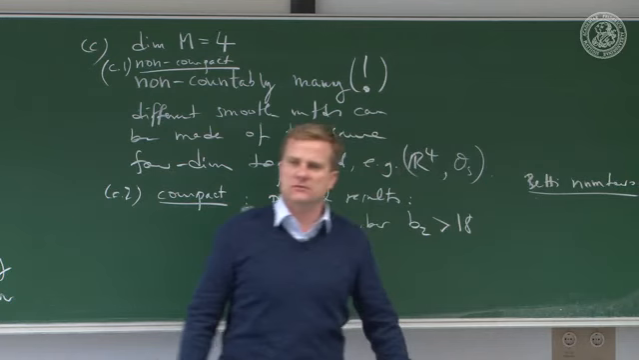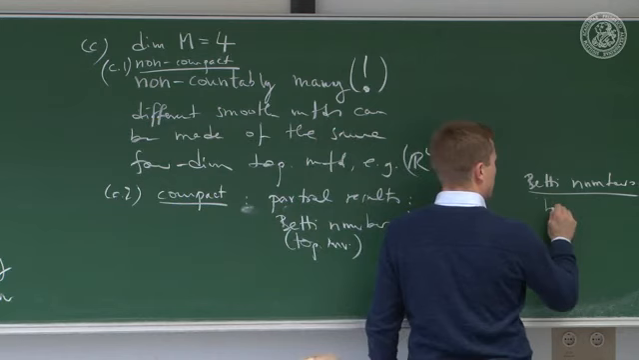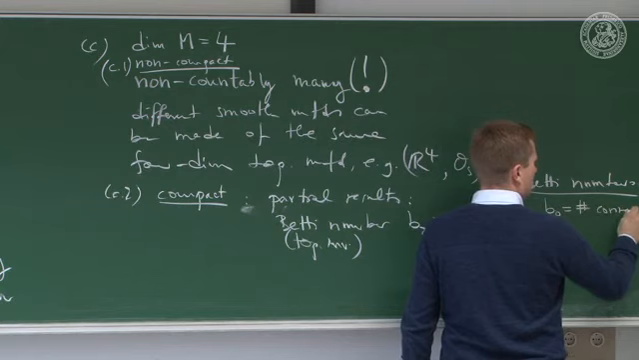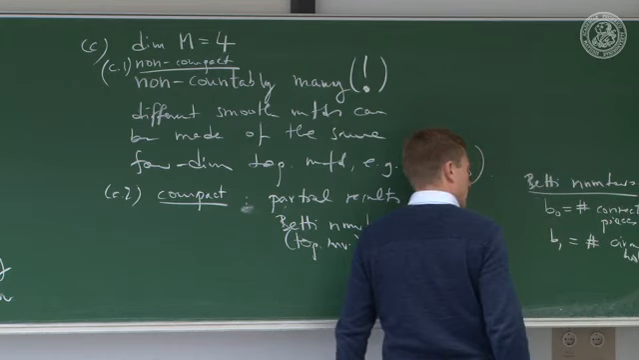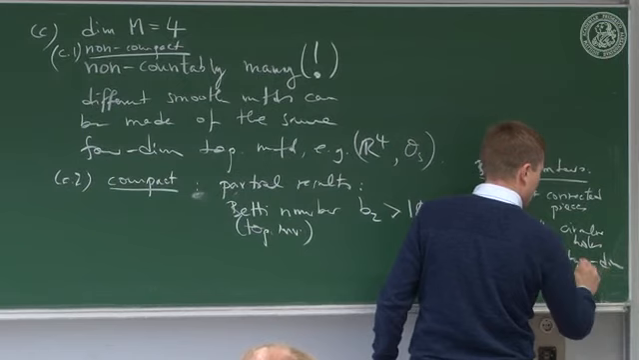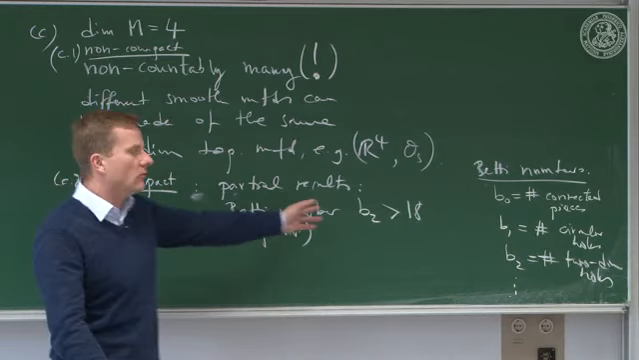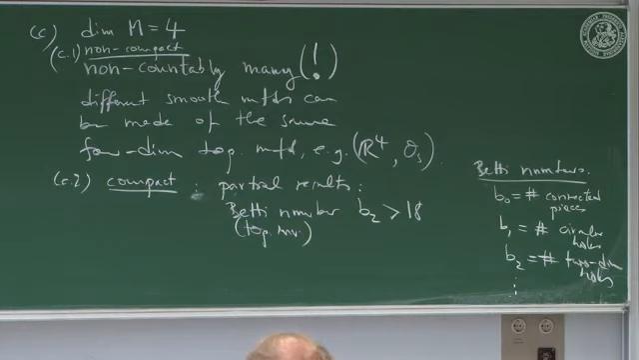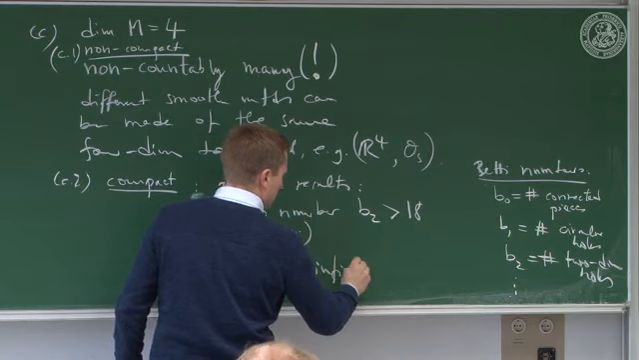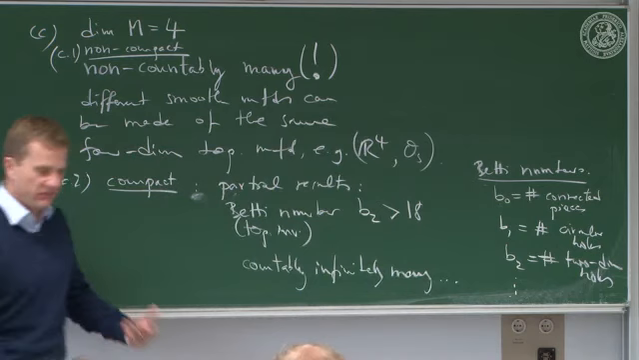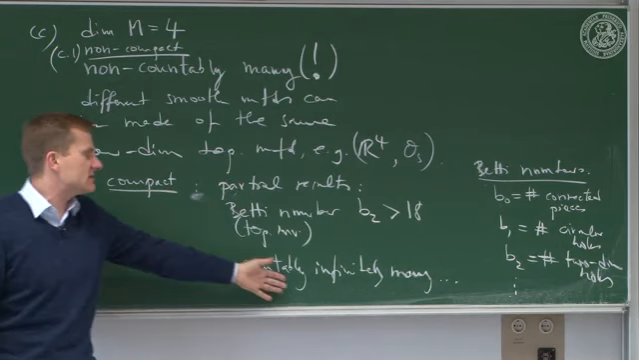homology groups, but intuitively, the zeroth Betti number is the number of connected pieces your space has. The first Betti number is the number of circular, or one-dimensional, holes, and B2 is the number of two-dimensional holes. And that continues. And if the number of two-dimensional holes, like say the pretzel, but with 19 holes or so, okay, the Betti number is greater than 18, then you can show there are only countably infinitely many different smooth manifolds.